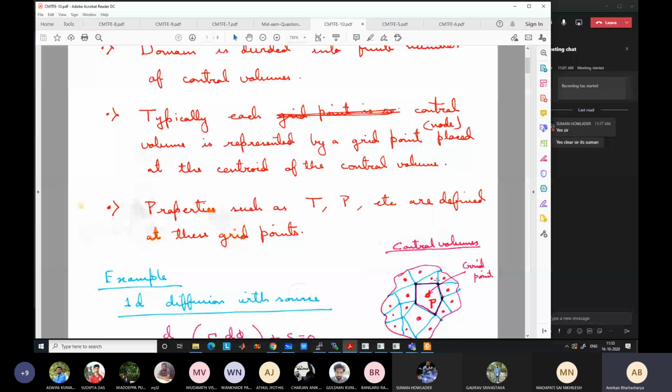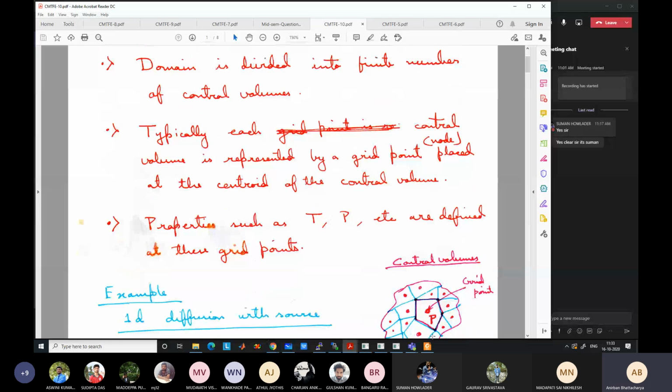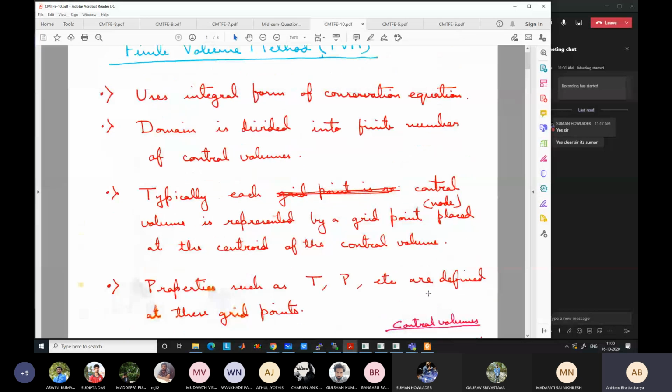But once we have this as a volume, we have to convert this differential equation so that it gives the conservation over the entire volume. I will come to this point later, but it is the conservation over each of these volumes, obtained by integrating the differential equation for that control volume, and we will see how to do that. That's why the name finite volume method has come: a finite number of control volumes of finite size.